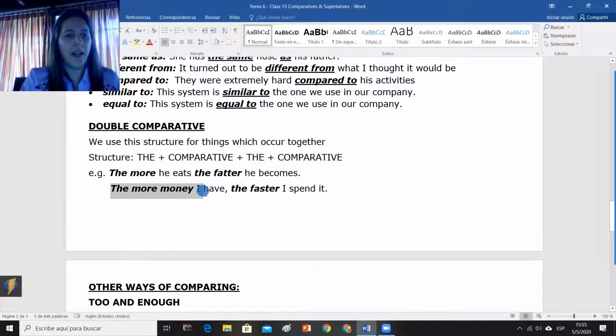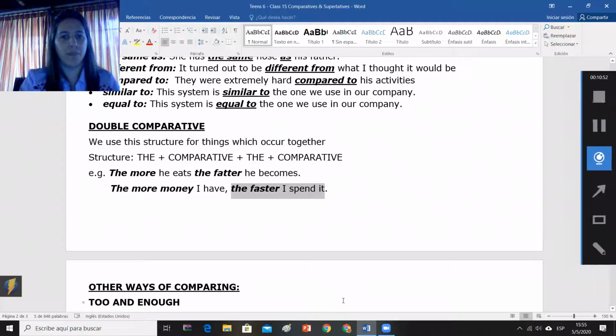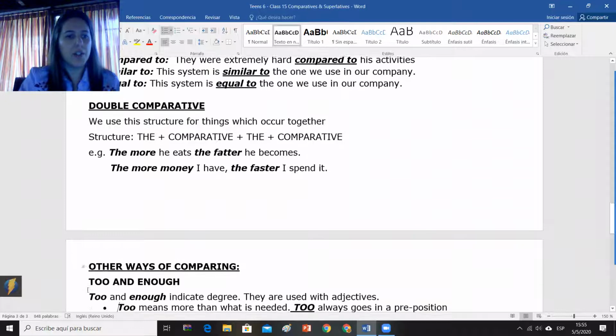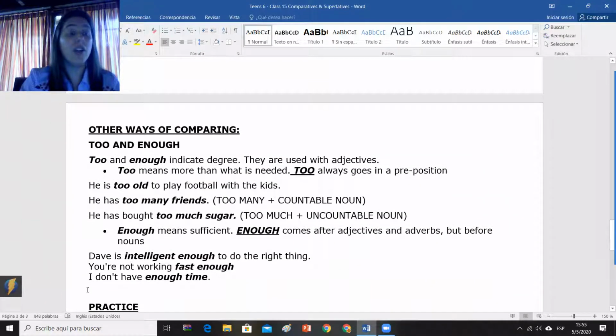The more money I have, the faster I spend it. The more you write, the more mistakes you can make. That's another way to compare. And then we have too and enough. Remember that too means demasiado and enough, suficiente.